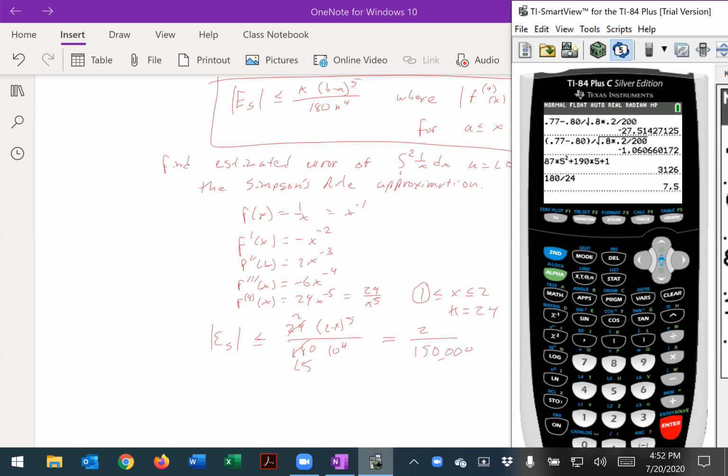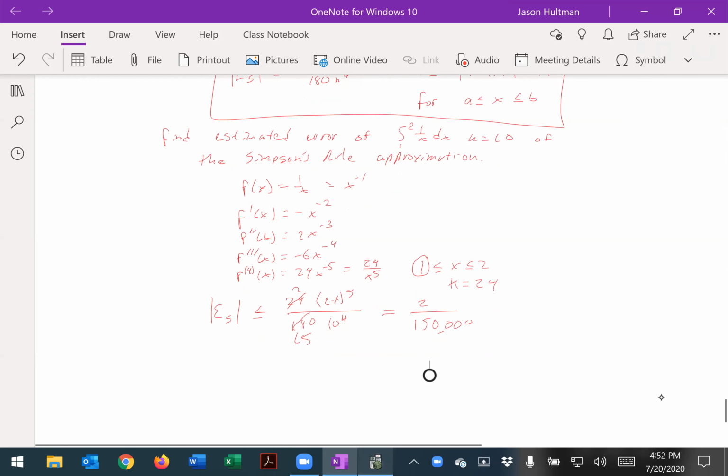Okay, so let's do 15 times 10 raised to the 4th power. That is 150,000. So 2 divided by 150,000 is roughly 0.0000133, 4 zeros, then 1, 3, and the 3s go on forever.